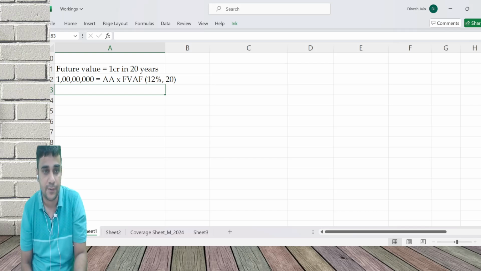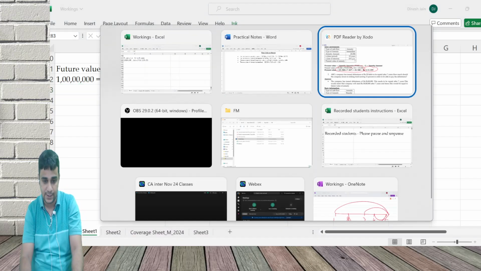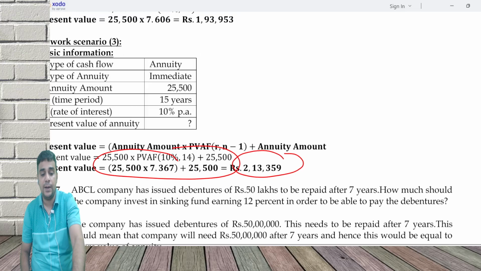This is one purpose of the annuity analysis. Let's see this in this example. ABC has issued debentures of how much?